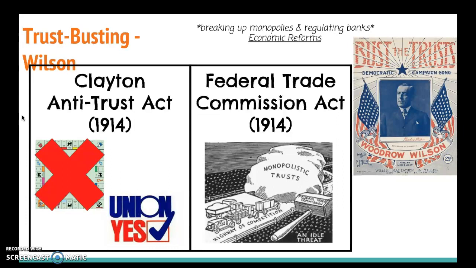Under Wilson, we also get the Federal Trade Commission Act, which was created to protect consumers against unfair business practices. And it was essentially a committee of 5 people who were appointed by the president. And their job was to issue orders to specific companies who were being unfair to consumers or who were on the road to creating monopolies.